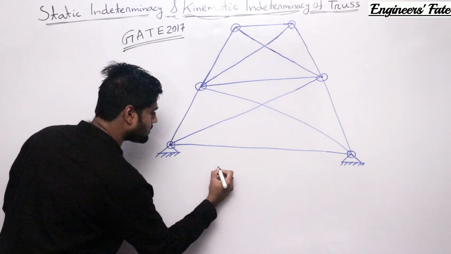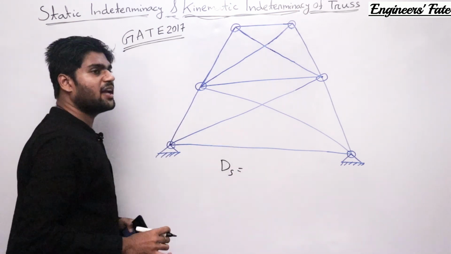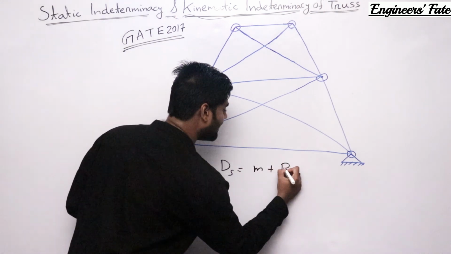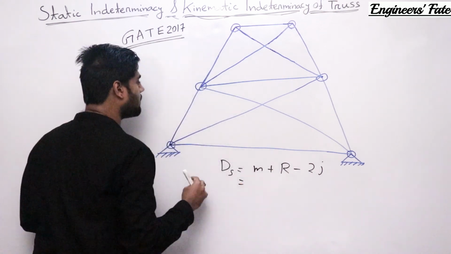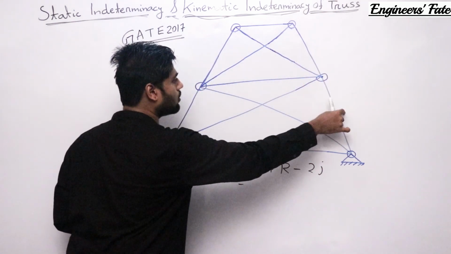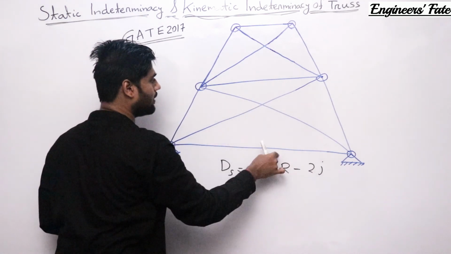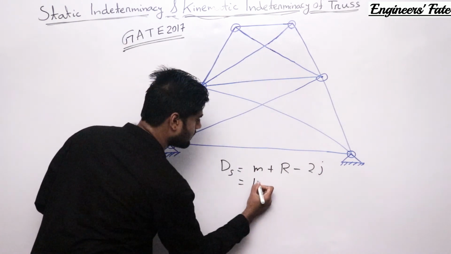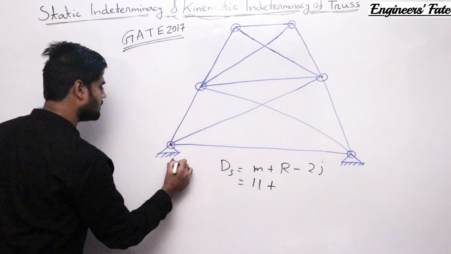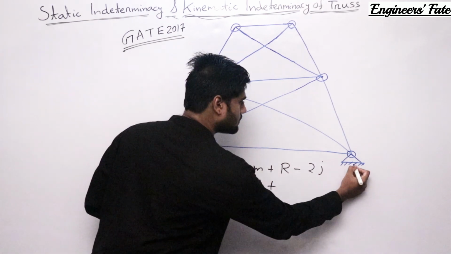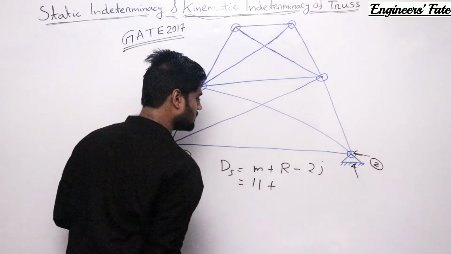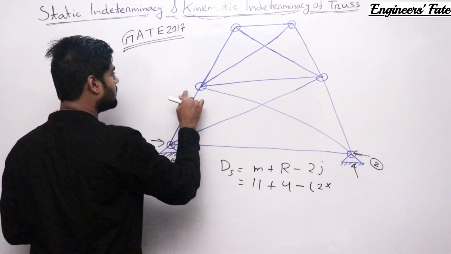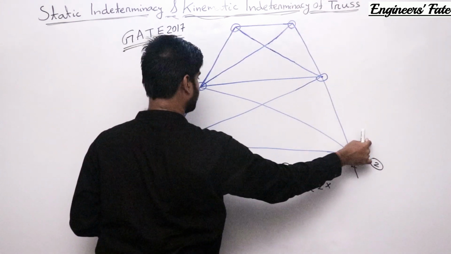So let's find ds. What is this? This is a pin jointed plain truss. So ds for a pin jointed plain truss is m plus r minus 2j. How many members are there? 1, 2, 3, 4, 5, 6, 7. 7 plus 2, that is 9. 9 plus 2, that is 11. Plus how many reactions? 2 here, 2 here, 2 plus 2, that is 4. Minus how many joints are there? 1, 2, 3, 4, 5, 6.